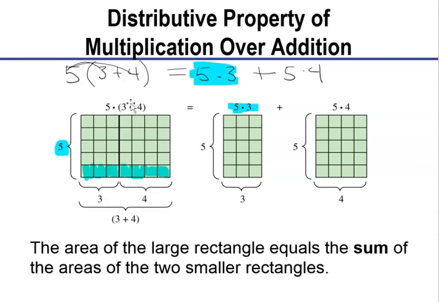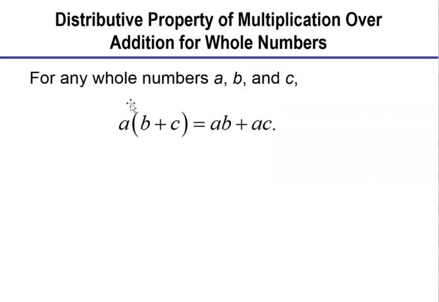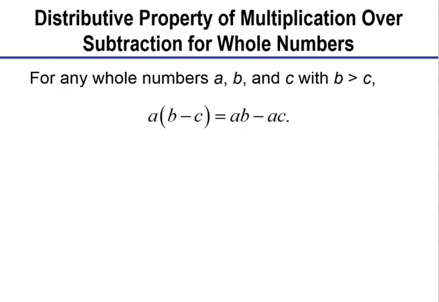And officially, here's the distributive property. A times (B plus C) is equal to A times B plus A times C. We also have a distributive property of multiplication over subtraction for whole numbers. And so once again, I'm allowed to multiply A times B, and you get AB. You keep your operation minus, and then A times C is AC. So we have a distributive property over addition and a distributive property over subtraction.